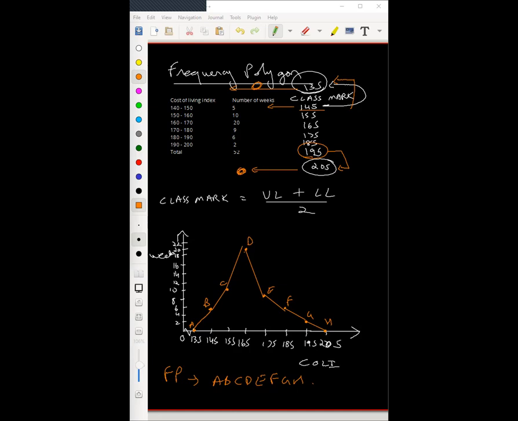Have you all finished? Yes, sir. Okay. This is a pretty easy chapter, but the only thing is you need to practice making these graphs and the data.